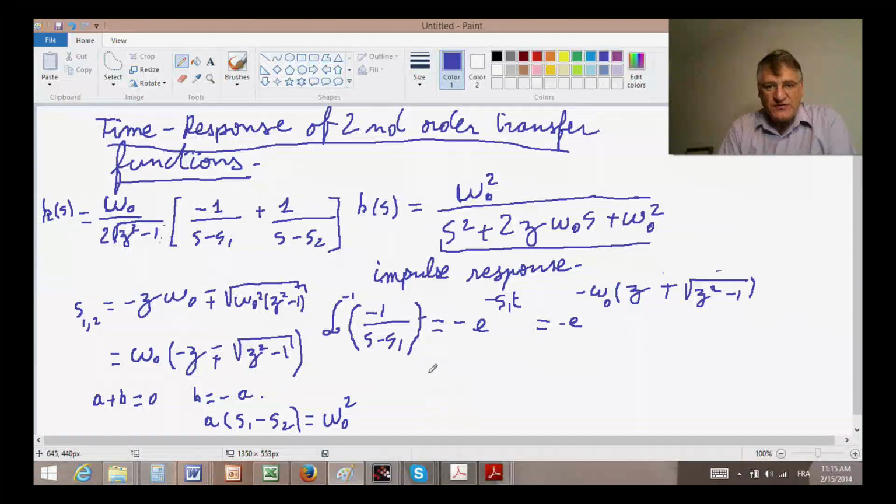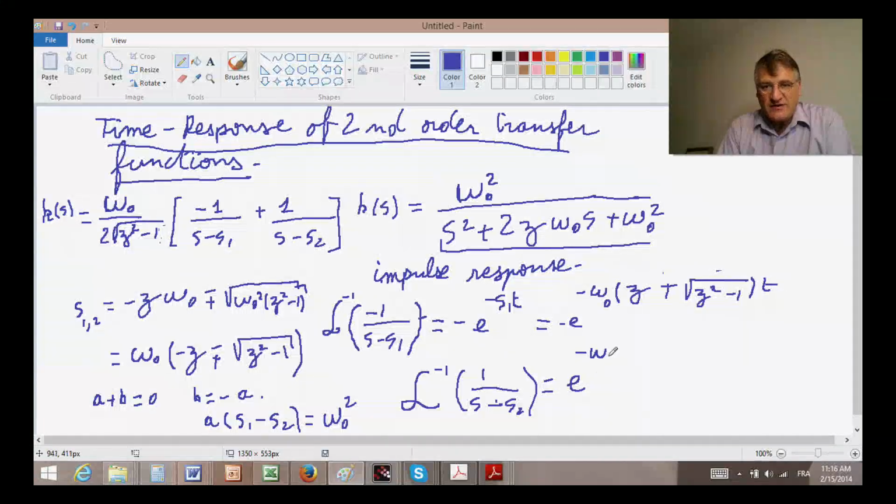Now, the inverse Laplace transform of my 1 over s minus s2 will be equal to e to the minus omega 0. My mistake here, e to the minus omega 0 times zeta minus square root of zeta squared minus 1 times t.